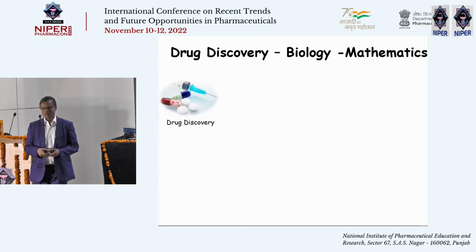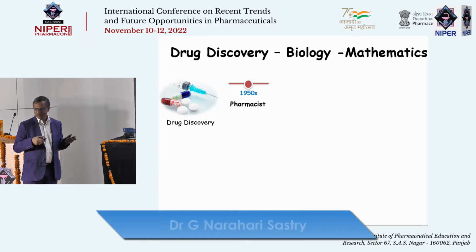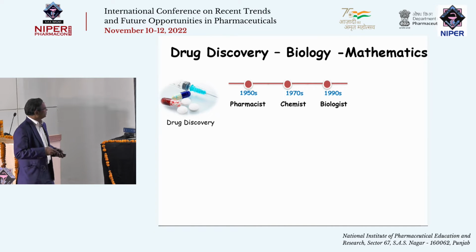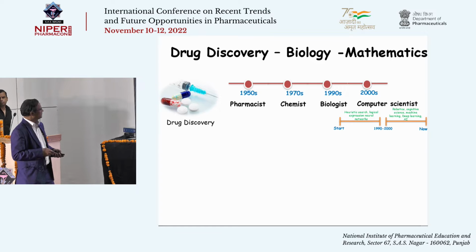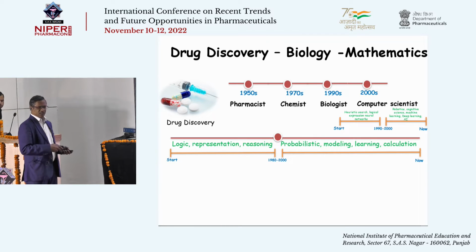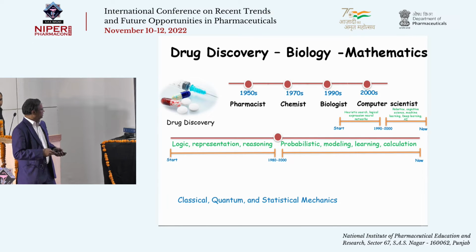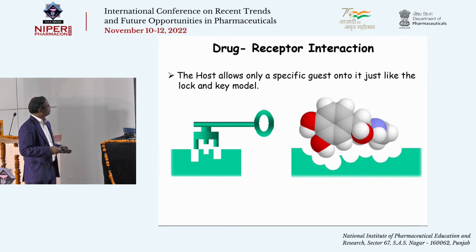So this is probably possible with drug discovery, biology, or mathematics. In the 1950s, drug discovery was associated with pharmacists and pharmacologists, and chemists played an important role, and biologists have entered, and now computer scientists also have entered the area of drug discovery. Earlier, logic, representation, and reasoning played a very important role, and now probabilistic modeling, learning, and computations are also playing a very important role in drug discovery. So when you look at the transition, we are going from conventional mathematical models to artificial intelligence and machine learning. I will try to go through it.